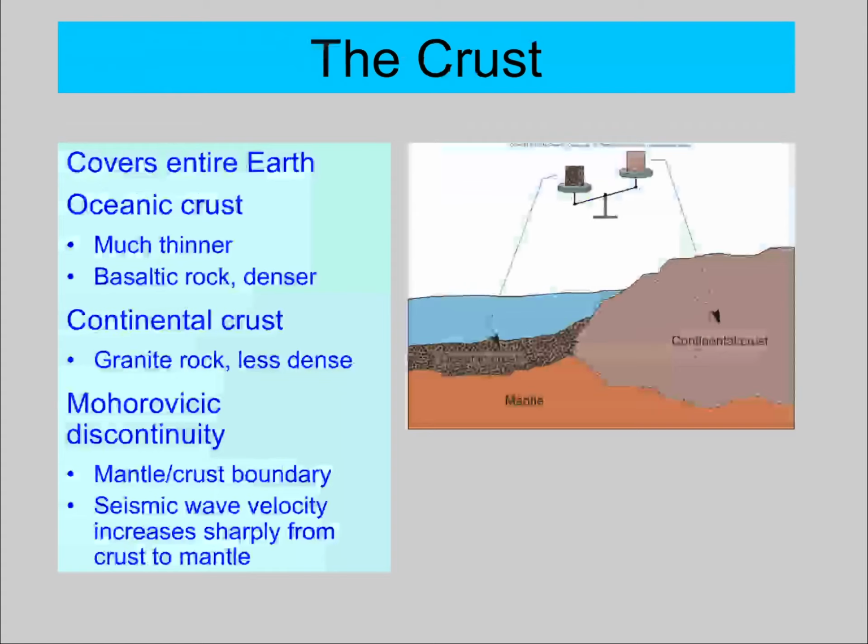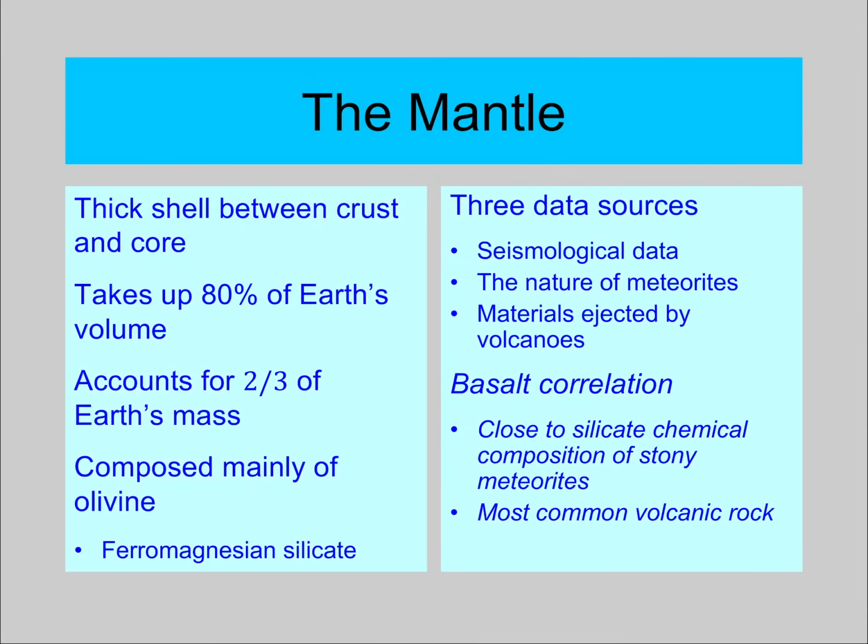And then there is this mantle-crust boundary, which is called the Mohorovičić discontinuity, which is often called just the Moho discontinuity. And this is where the seismic wave velocity will increase sharply from crust to mantle just because of the differences in the materials that the crust and the mantle are made out of.